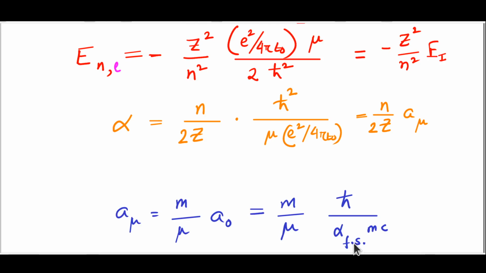Alpha fs, as this formula tells you, is essentially the ratio between h cross by mc, which is the Compton wavelength of the electron, and a0, the first Bohr radius. So this is telling you that the Compton wavelength of the electron is roughly 1/137th of the first Bohr radius, which remember is about half an angstrom.